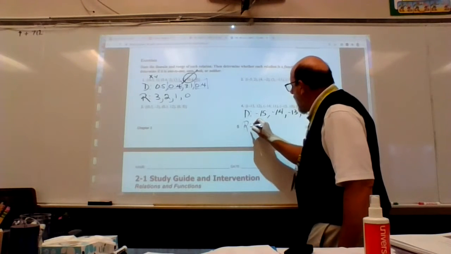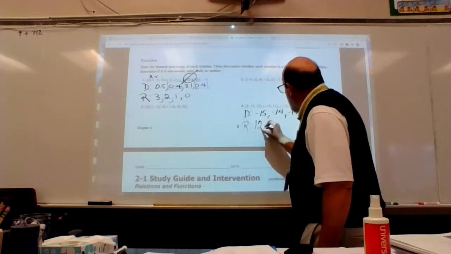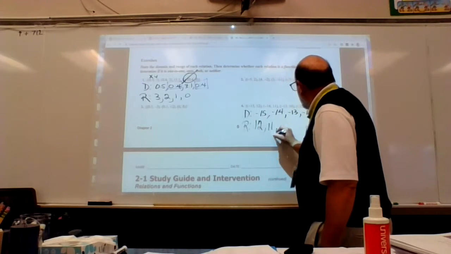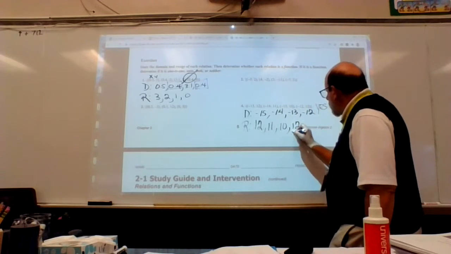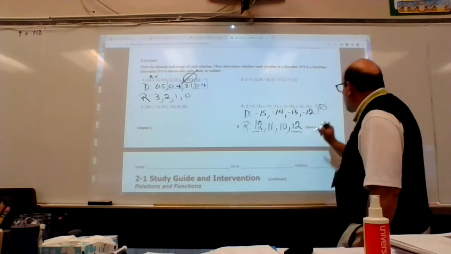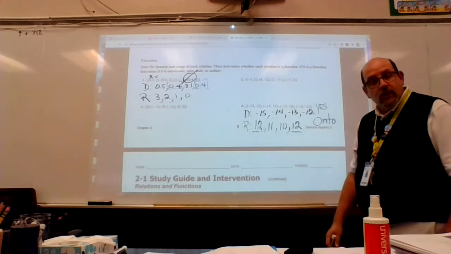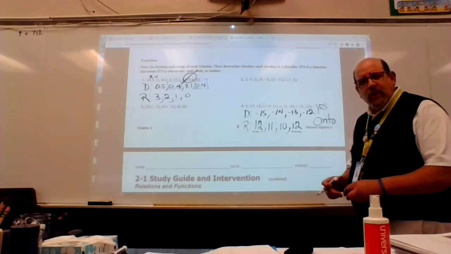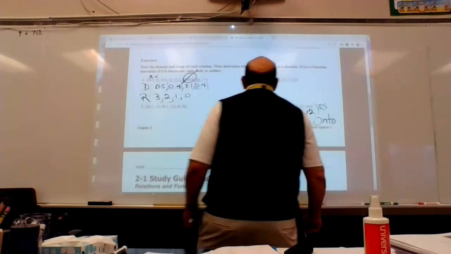Now, if one of the y's repeats, then we know we have an onto function. That's the difference between the two. Oh, look at that, my 12's repeat. Yes, it's an onto function. Sound good? It's a very simple idea, all right? So let's go back and look at these other guys.